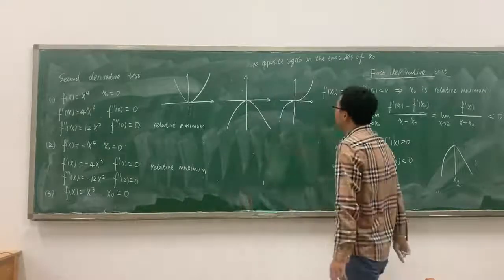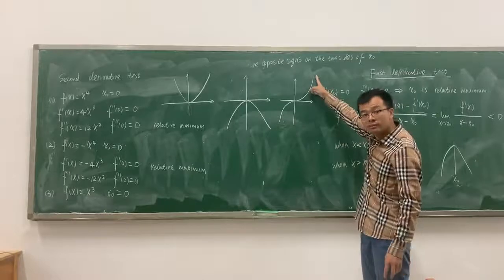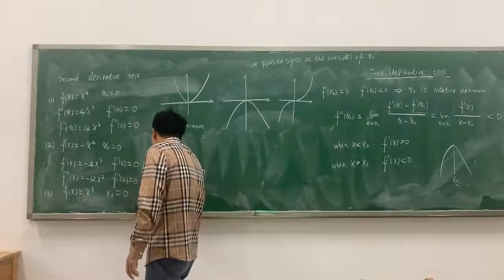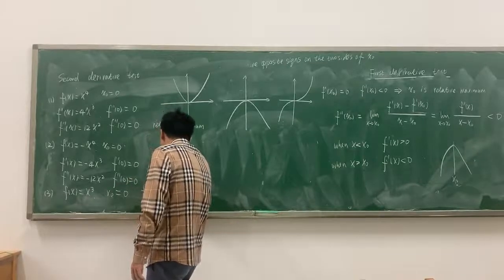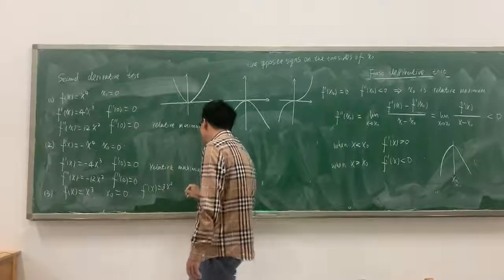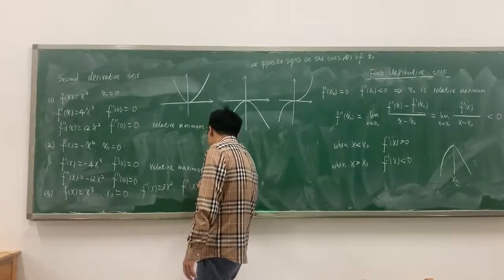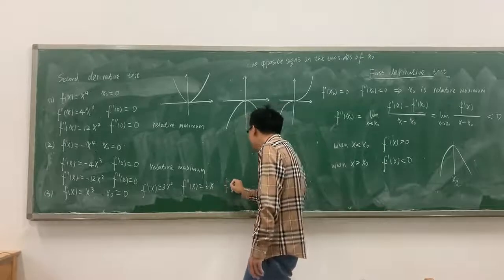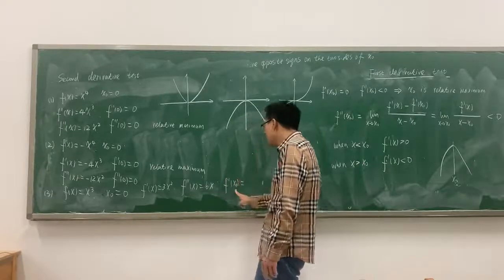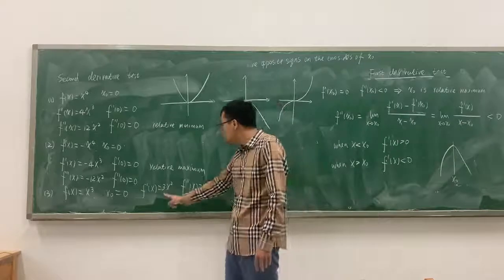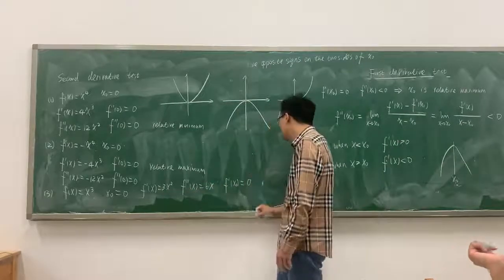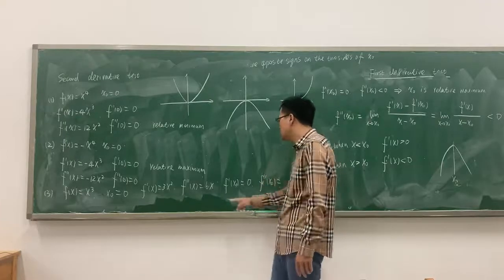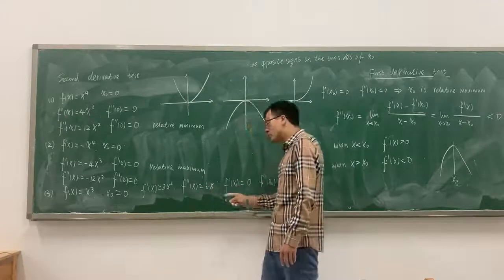Here is y equal to x cubed. So we can compute it. f prime equal to what? f prime equal to 3x squared. f double prime equal to 6x. So it's easy to see f prime at x0, which is 3 times 0 squared, so 0. And f double prime at x0 is equal to 6 times 0, so it's also 0.